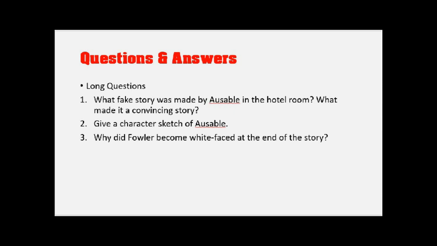Give a character sketch of Ausable. We've already discussed it. Why did Fowler become white-faced at the end of the story? Now, this is something that you need to think. Why do you think he would have become white-faced?